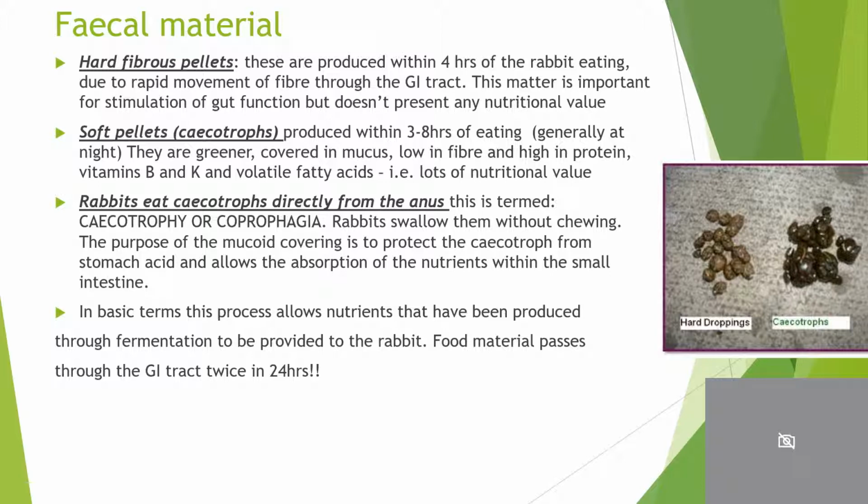So in basic terms, this process allows nutrients that have been produced through the fermentation process to be provided to the rabbit. So food material actually passes through the GI tract twice in 24 hours.